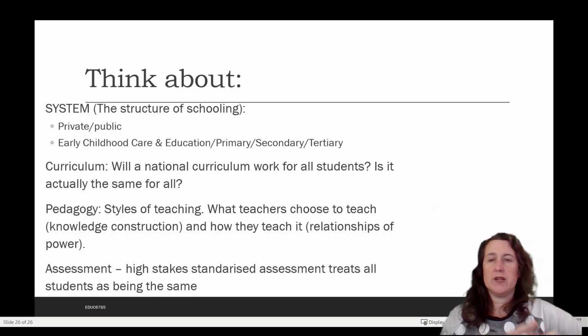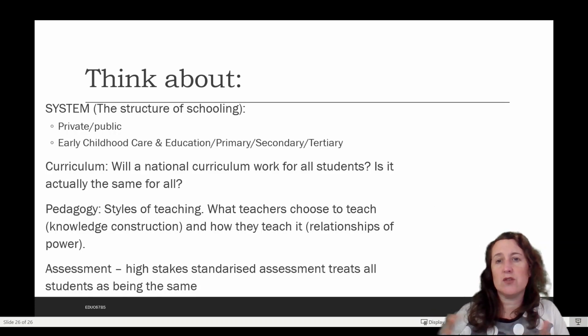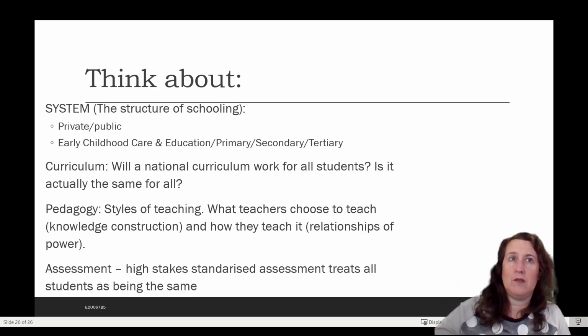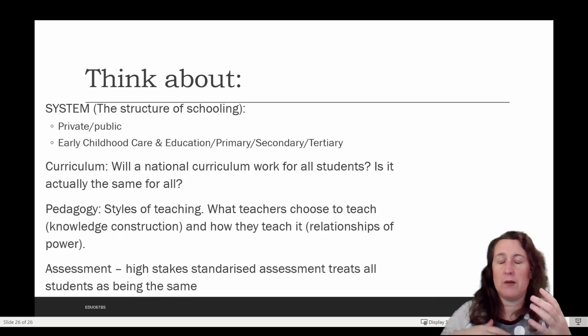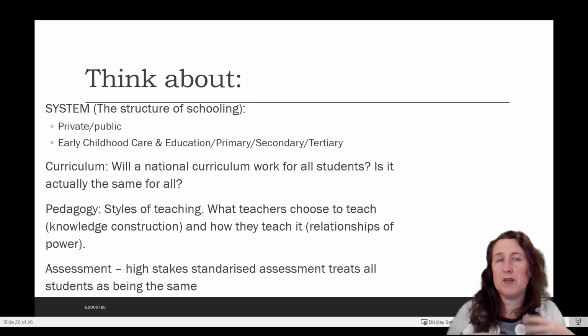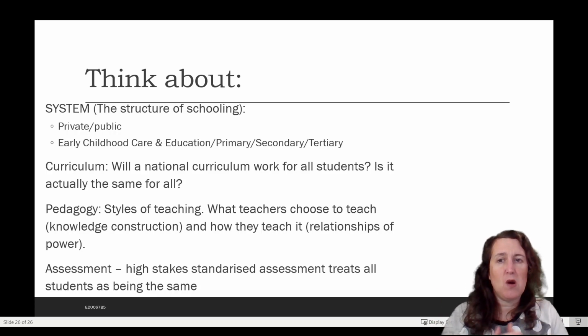We can think about curriculum. So does a national curriculum work for all our students? Is it actually the same in Northern Territory as it is in New South Wales? Are we actually enacting the curriculum the same way? We can think about pedagogy, different styles of teaching. So what teachers choose to teach, the knowledge construction and how they teach it, relationships of power, and how this might impact on educational achievement.